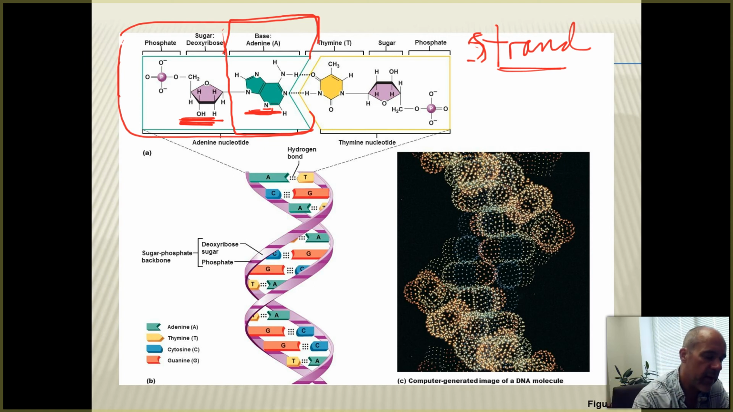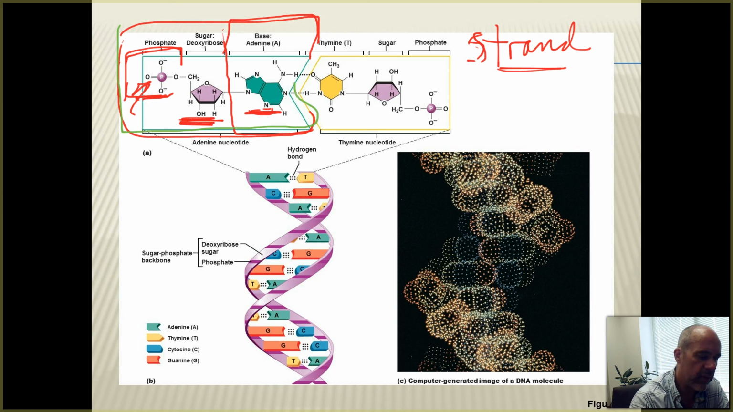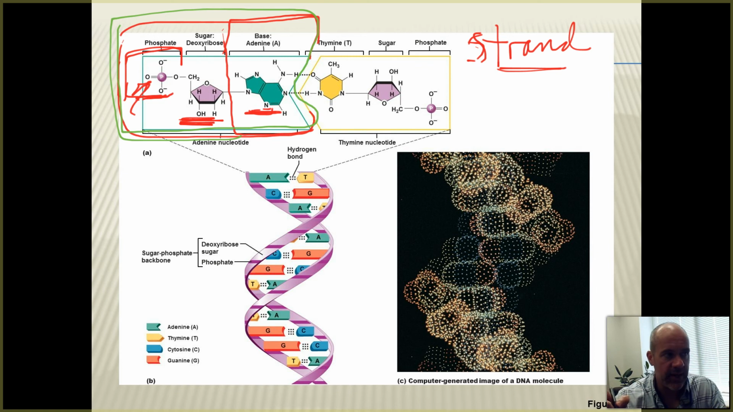And then that sugar is bonded to another part of the molecule over here, and that's called a phosphate. A phosphate has a phosphorus in the center, and it's surrounded by 4 oxygen molecules. Okay, so everything that I was just highlighting for you there, those 3 parts together make up a single nucleotide. Okay, and then a strand of DNA consists of a chain of these nucleotides.